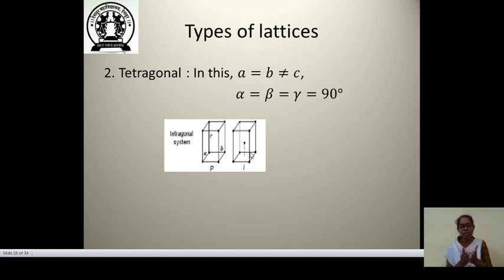For the tetragonal system, A is equal to B. Here the two vectors are equal, but the third one is not equal to those two vectors. This is about the tetragonal system, and the angles alpha, beta, gamma, all three are 90 degrees to each other. This is the tetragonal system.